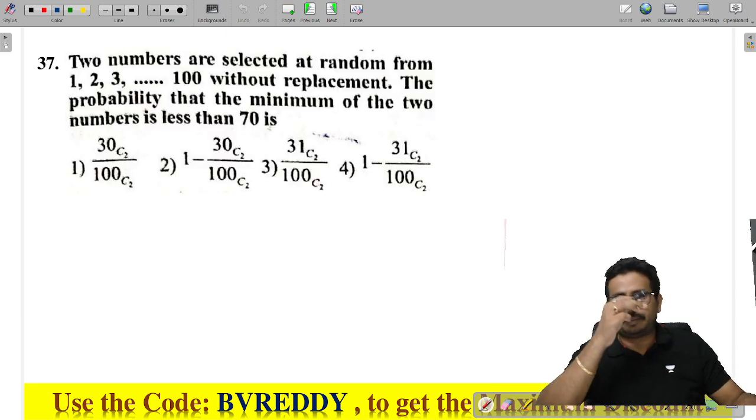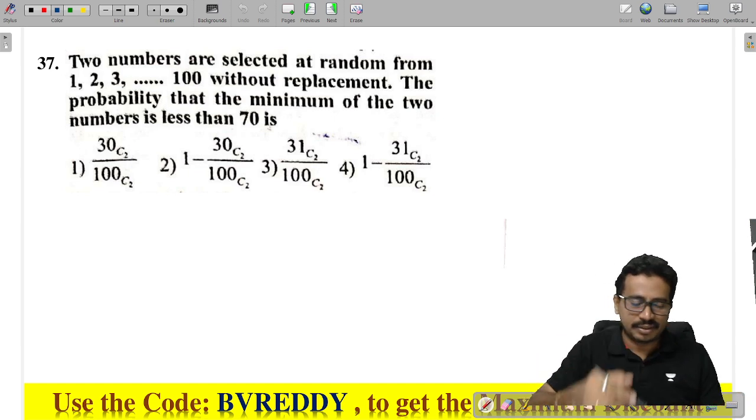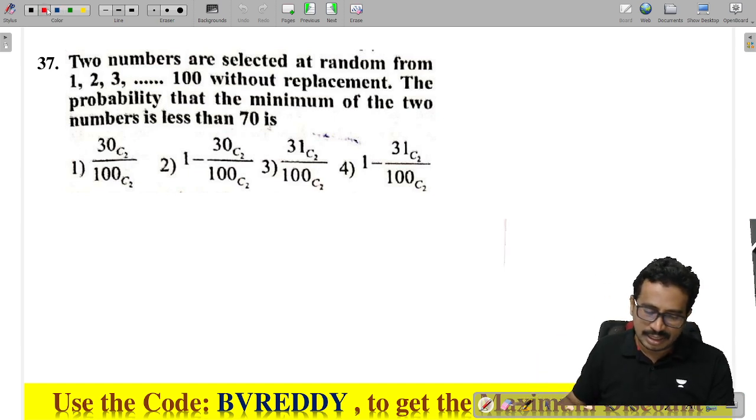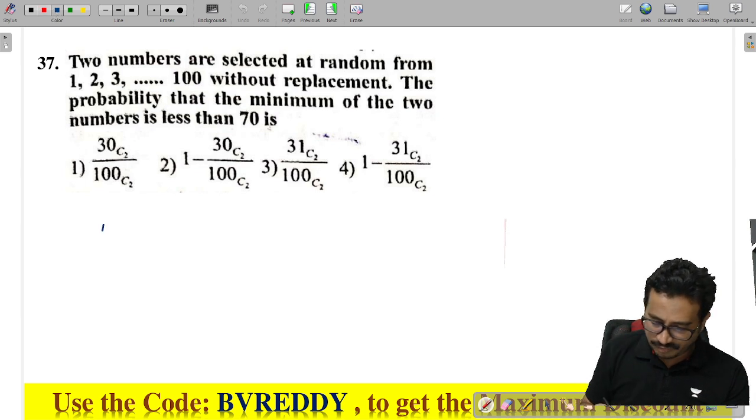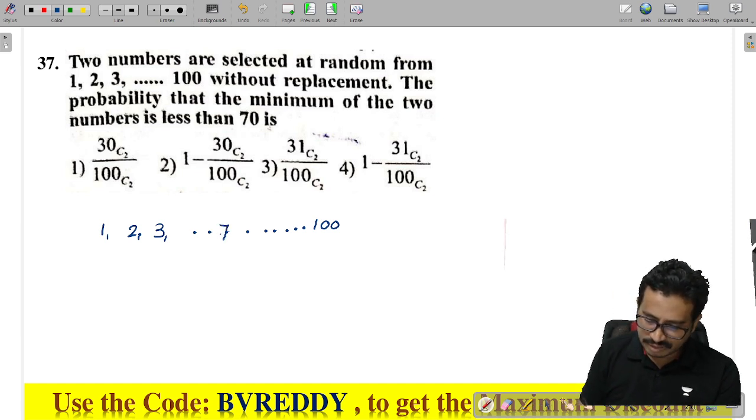Next problem. Two numbers are selected at random from 1 to 100 without replacement. The probability that the minimum of the two numbers is less than 70. We have numbers 1 to 100 without replacement. Somewhere we have 70.